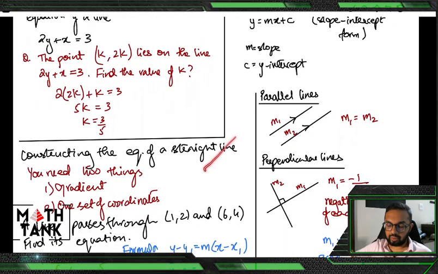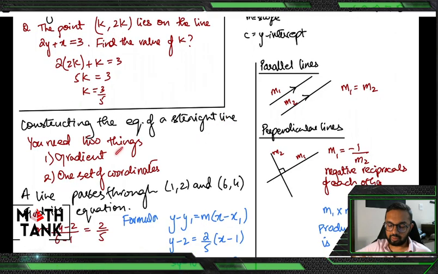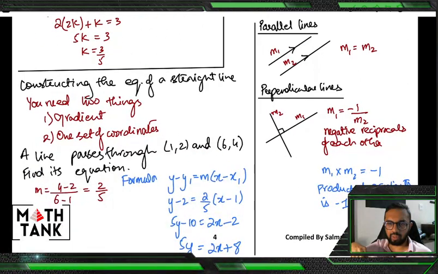When you want to construct the equation of a straight line, hopefully everybody knows that you need two things: the gradient and one set of coordinates. Now I've often seen people not aware of this formula. It enables you to calculate the equation of a line very quickly: y minus y1 equals m times (x minus x1). It's also called the slope-point form of the equation of a line, because it uses a point and it uses the slope.